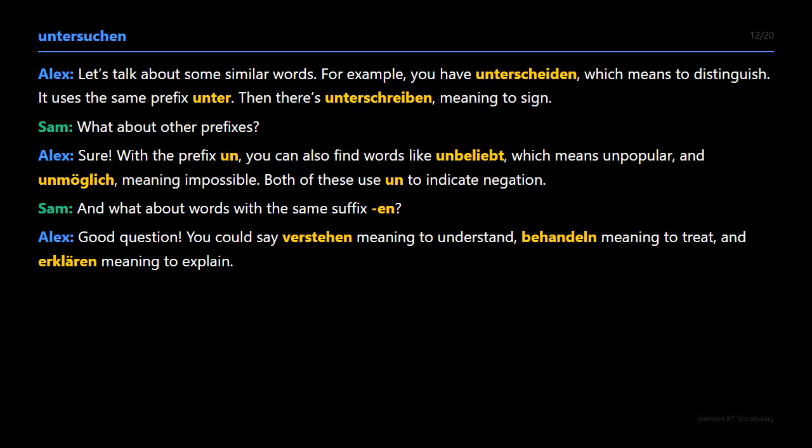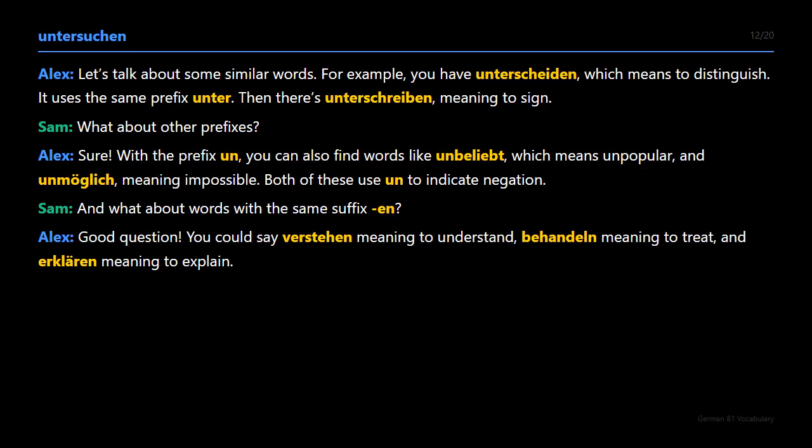What about other prefixes? Sure. With the prefix un, you can also find words like unbeliebt, which means unpopular, and unmöglich, meaning impossible. Both of these use un to indicate negation.